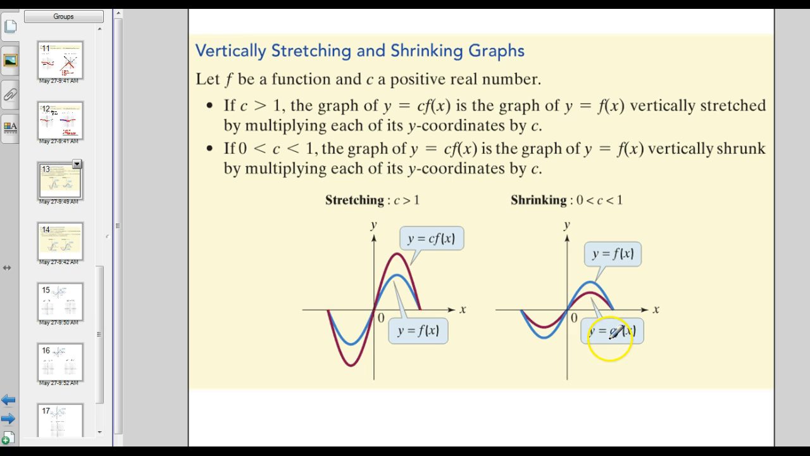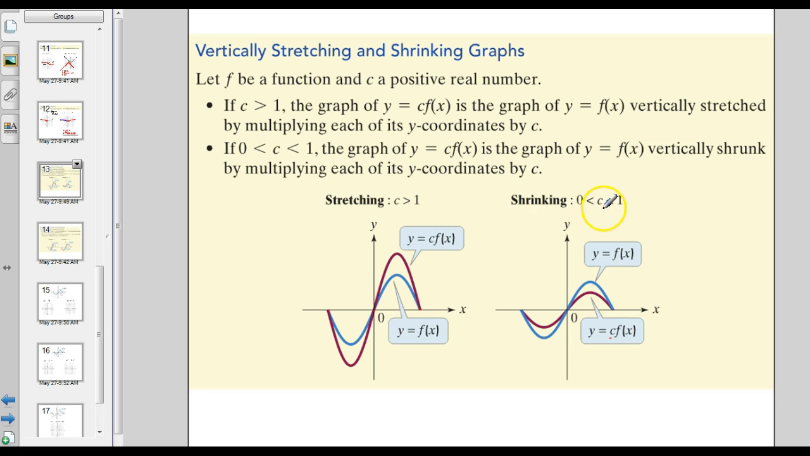If the number you're multiplying the function by is between 0 and 1, then it's going to compress or shrink the function vertically, meaning here's where it originally was, now we're lower or closer to the x-axis. Here's where we originally were before, the blue one, now we're further away from the x-axis. So we're stretching it away, and we're shrinking it in the case where the constant you're multiplying by is between 0 and 1.